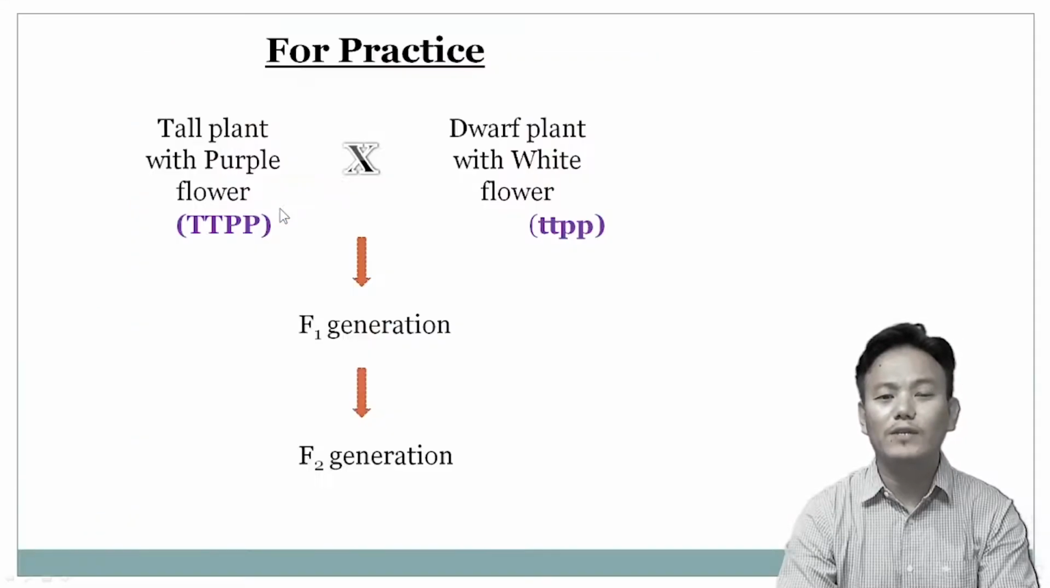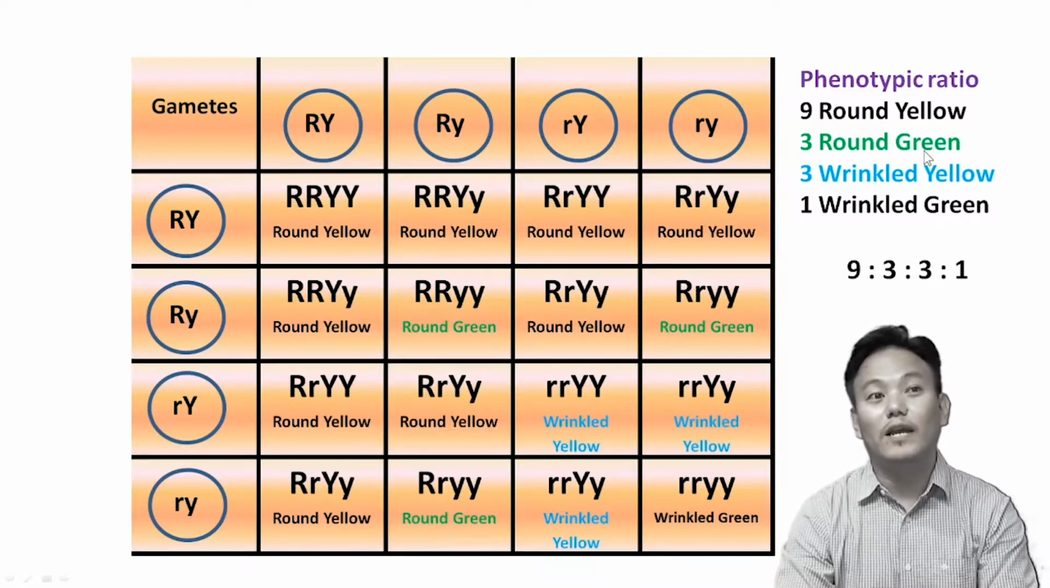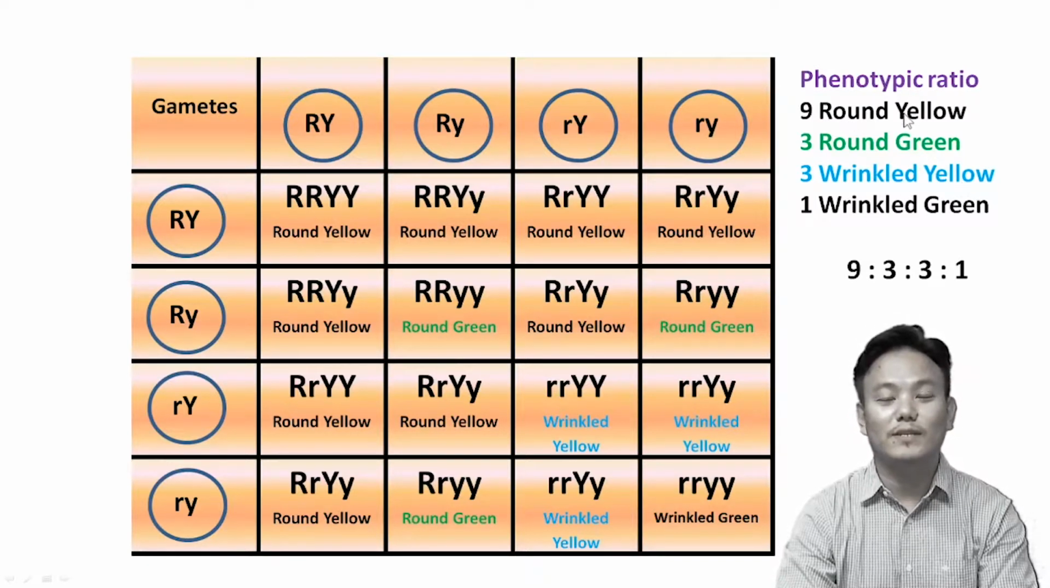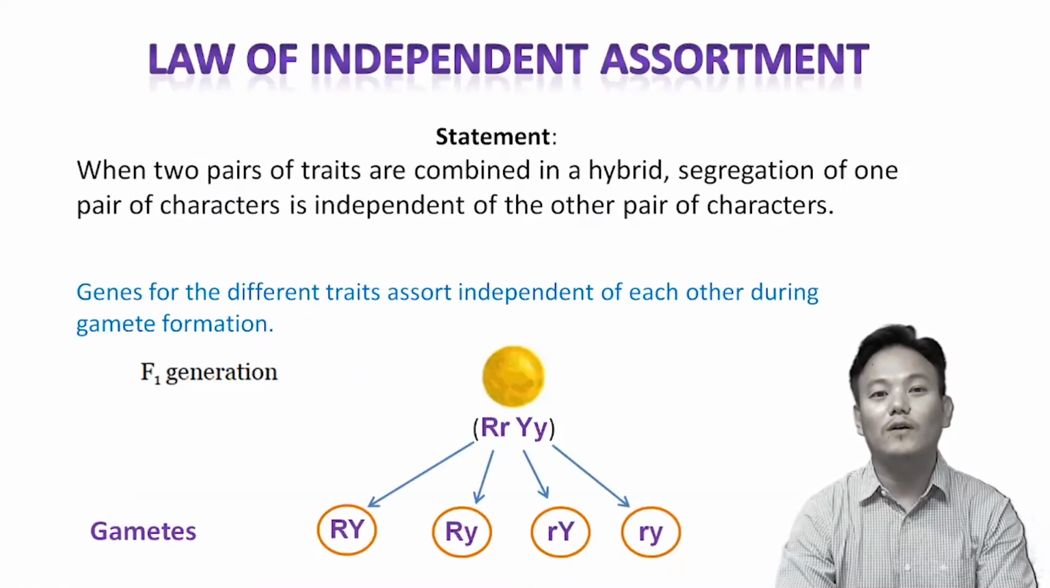If we go back, we can see over here that it is not necessary that the round seed shape should always come along with yellow seed color, because the round seed shape can come along with green seed color as well. Likewise, it is not always necessary that the wrinkled seed shape should always come along with green seed color, because we have the example over here. We have wrinkled seed shape along with yellow seed color in the F2 generation. That means the traits have segregated independently of each other. So that is the statement of the law of independent assortment.